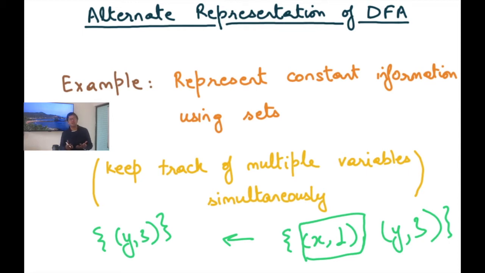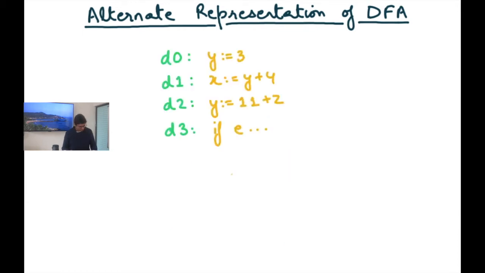So these are the kind of optimizations that are possible when you are doing multiple variables at once. So we're going to do this, and we're going to represent constant information using sets, and we're going to keep track of multiple variables simultaneously in our alternate representation.